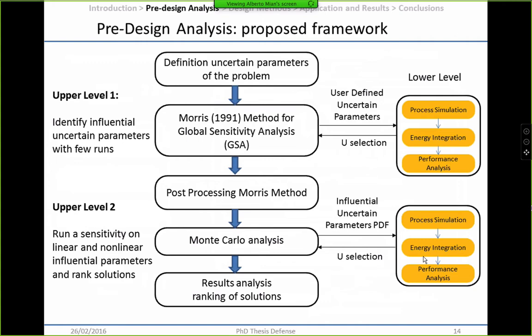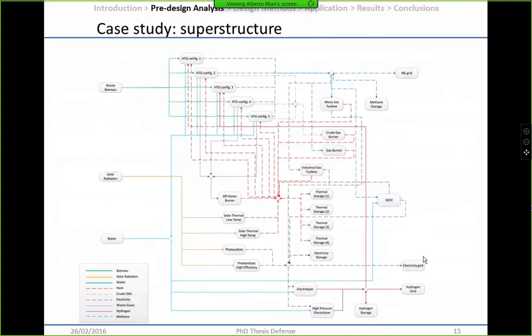So this first method allows us to start from a certain number of parameters and reduce the number of parameters. At the second upper level, a Monte Carlo analysis will again consider the same approach, but test the optimization problem considering probability distribution functions of only the influential parameters that were found in this study. Then it is possible to run this sensitivity analysis and determine a set of most promising solutions.